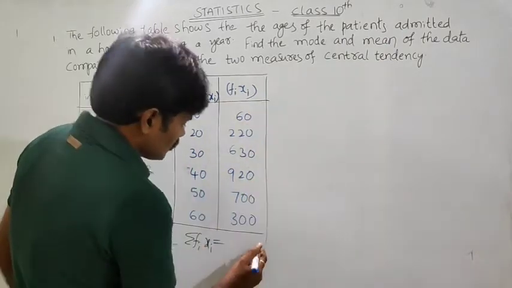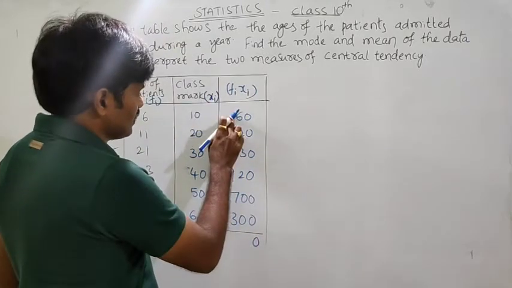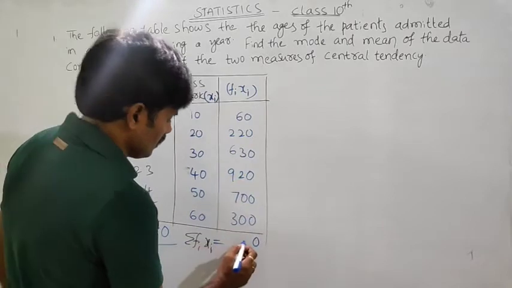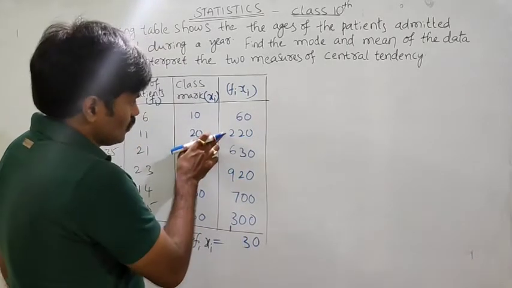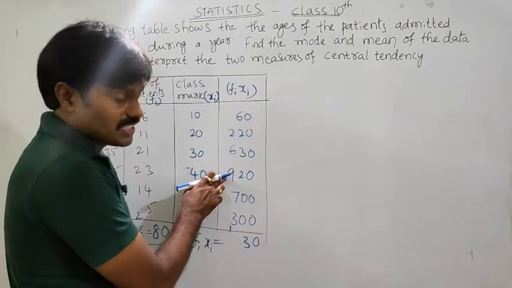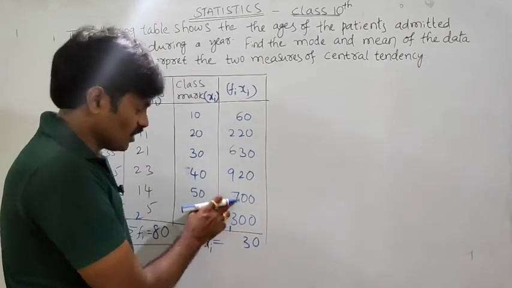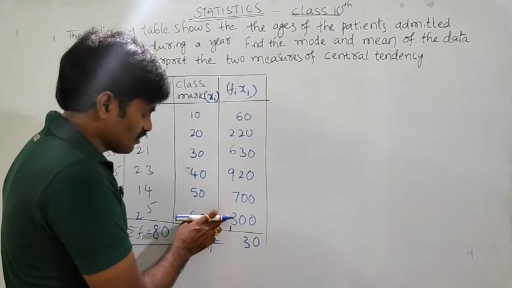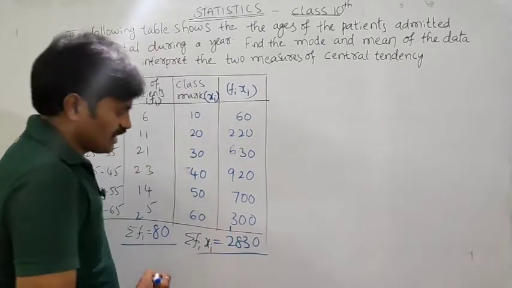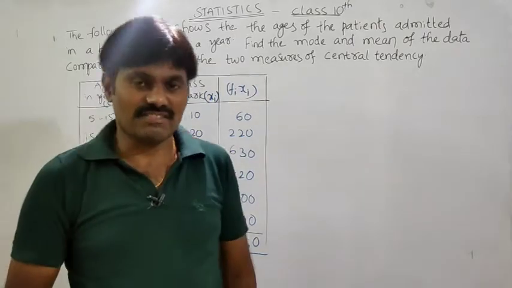Now the sigma Fi xi value you have to find. The units digit is 0. Next, the tens digit: 6 plus 2 is 8, plus 3 is 11, plus 2 is 13, write 3 carry 1. Then 2 plus 6 is 8, 8 plus 9 is 17, 17 plus 7 is 24, 24 plus 3 is 27, plus 1 is 28. So 2830 is the sigma Fi xi value.